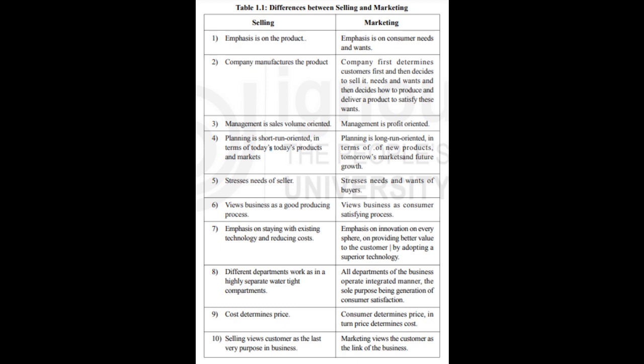On the contrary, marketing views the entire business as consisting of a tightly integrated effort to discover, create, arouse, and satisfy customer needs. The differences between selling and marketing are summarized in Table 1.1. Table 1.1 Differences between selling and marketing. 1.5 Evolution of marketing management.